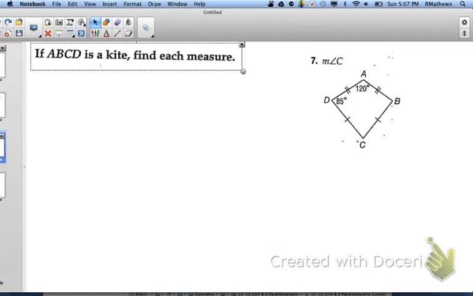All right, our second problem is number 7, and we are given the information that if ABCD is a kite, to find each measure. Okay, and then number 7 is specifically about angle 7.